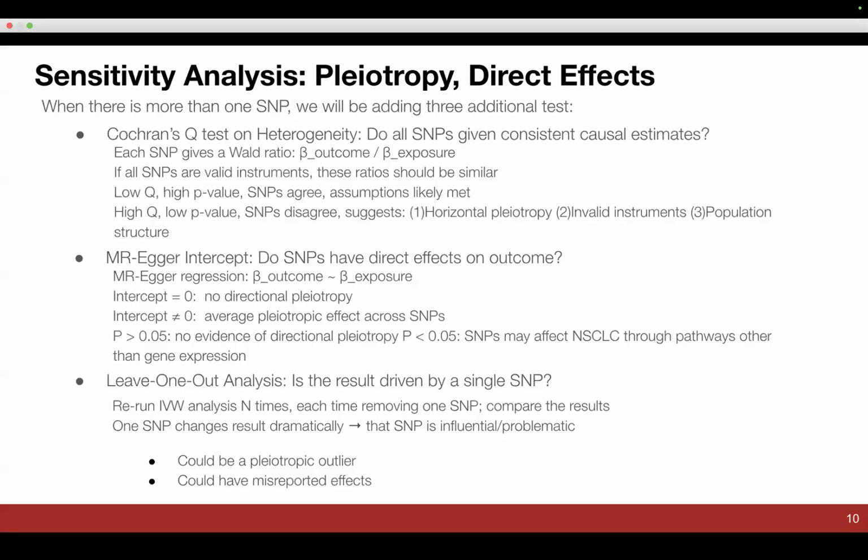We will also do sensitivity analysis and basically test two things. The first one is pleiotropy. The second one is direct effects. And basically, we do this when there's more than one SNP.